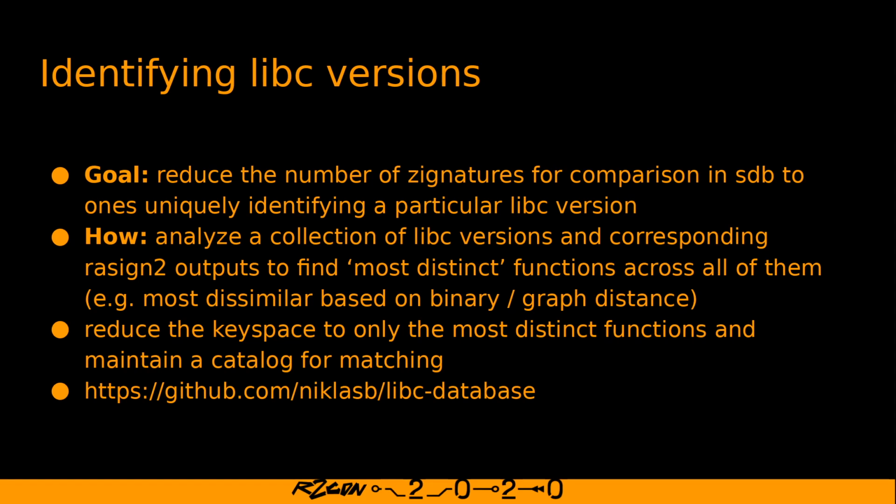And one particular approach is to pairwise compare functions across all versions and determine which ones are most dissimilar, based, for instance, on Levenshtein. Because you can pre-compute these ahead of time, you reduce the key space and only focus on the functions that are distinct for matching purposes. The repository I linked to allows you to get individual libc versions using a helper script. So if you're interested, you can do that and look at rsi2 outputs to work with a similar comparison.